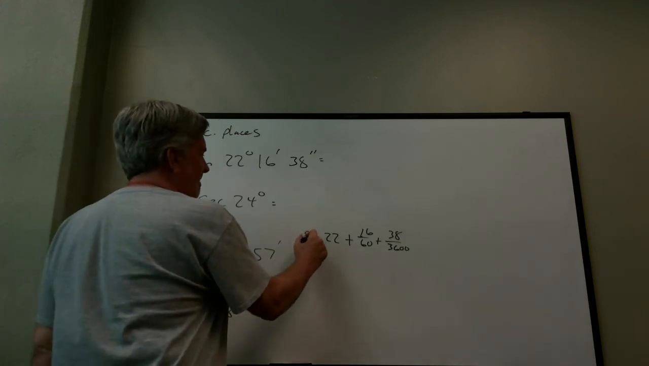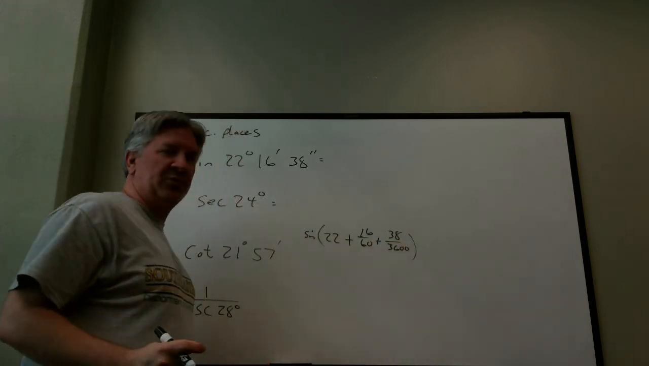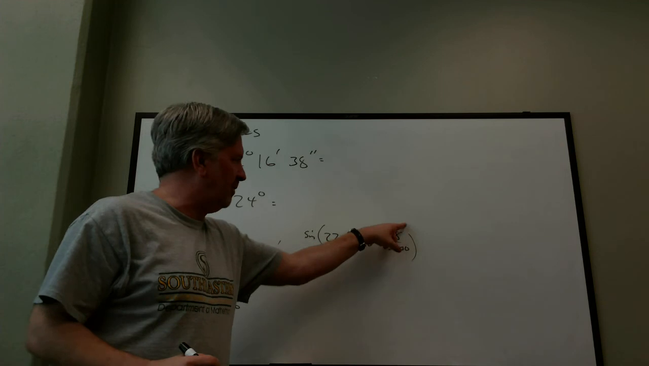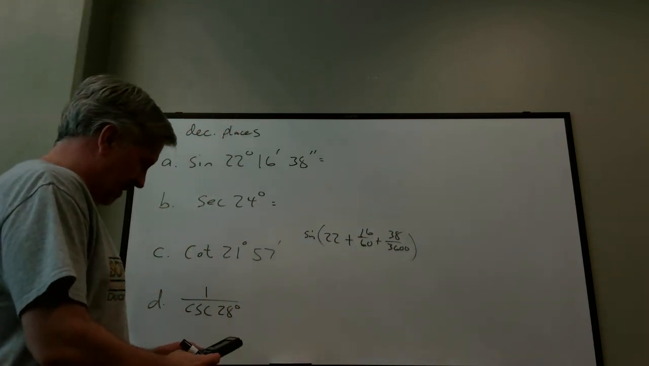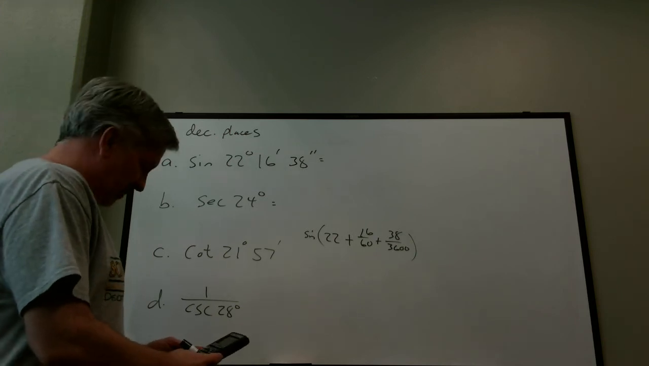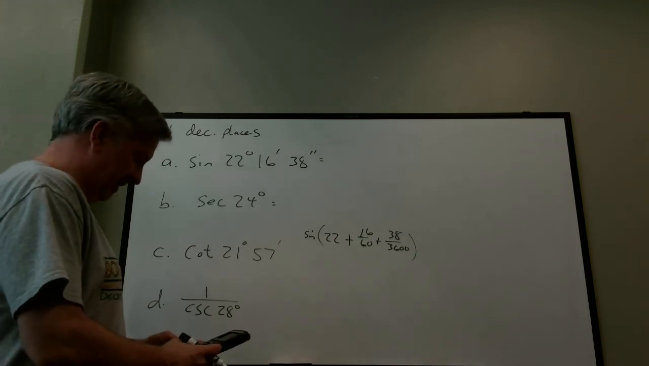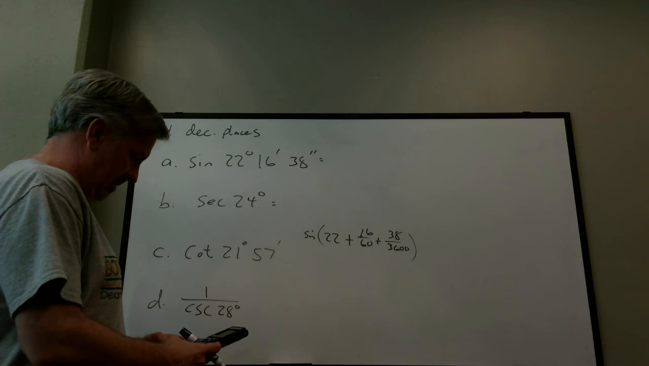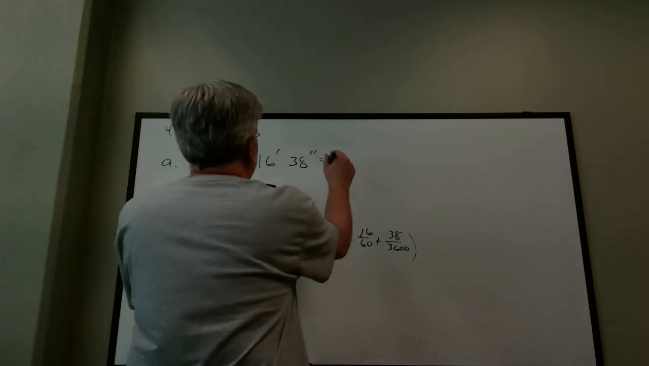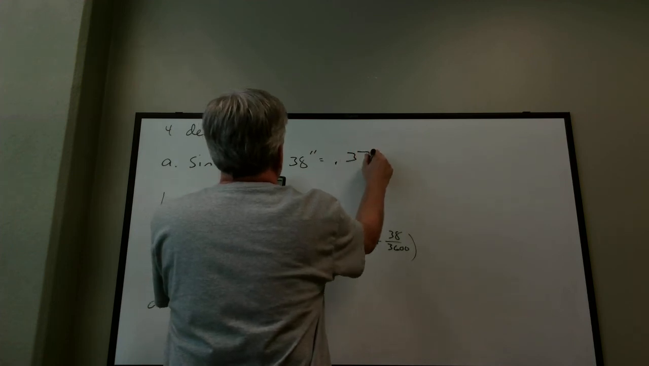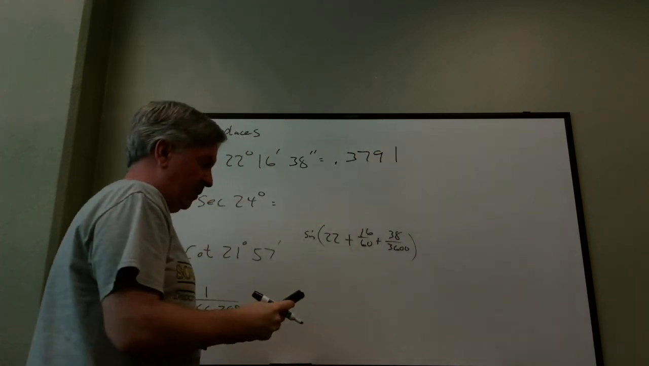So I'm just going to type in sine of that now. Remember, you should still be in degree mode, which means you don't have to put the degree sign. So that's the way I'm going to type that in. I am still in degree mode. So sine of 22 plus 16 over 60 plus 38 over 3600. That is so easy to type in. And to 4 places, I'm getting 0.3791 if you round to the 4th place.